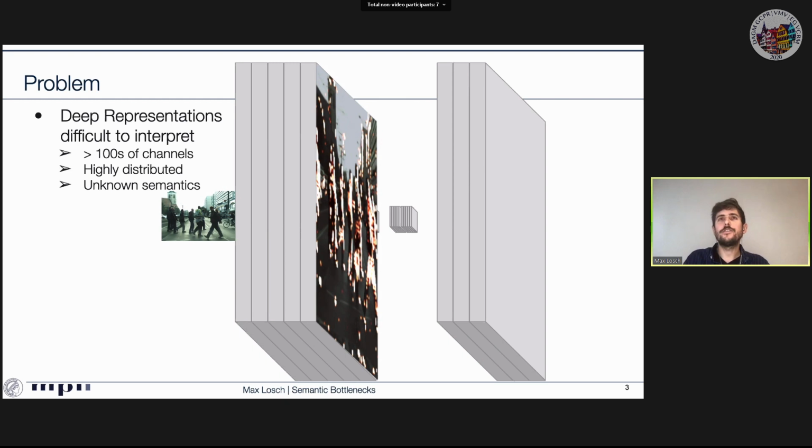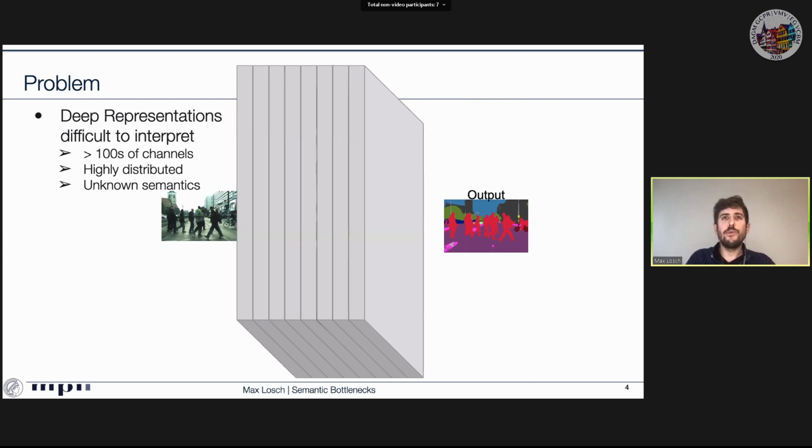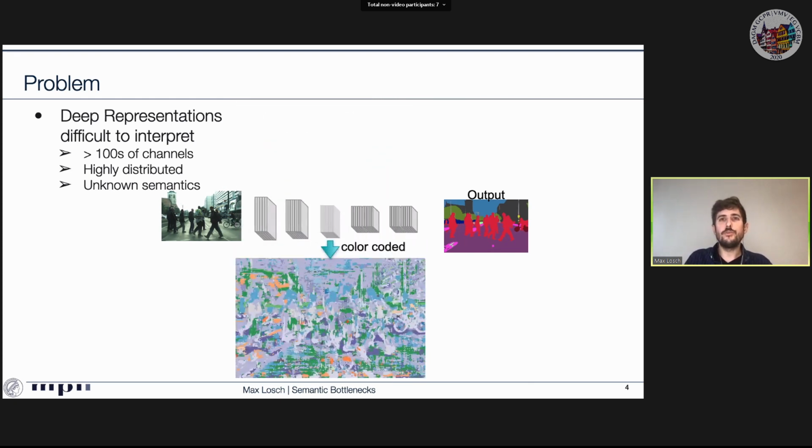So since looking at individual channels is a bit troublesome to get the whole context, we can aggregate these channels and have a look at all of the other layers by color coding them and ranking them based on their activation magnitude, such that we get some color-coded image like this.